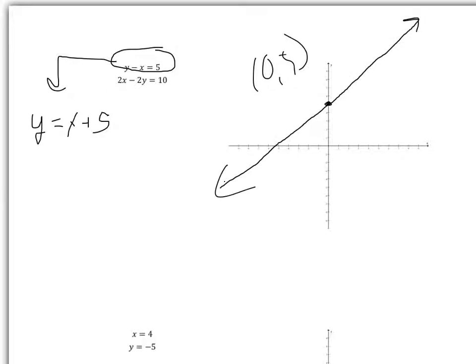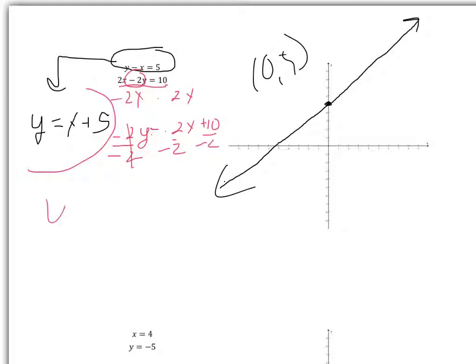So we want to draw the lines pretty exactly to make sure that we do actually see where these things intersect each other. So looking at the second one here, I'm going to go ahead and solve this for y as well. So if I subtract 2x from both sides, our negative 2y carries down, so we have negative 2y equals negative 2x plus 10. Divide everything by negative 2. Cancellation here, so we get y equals x minus 5.